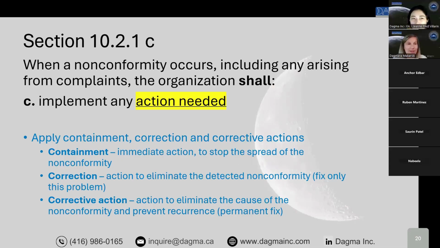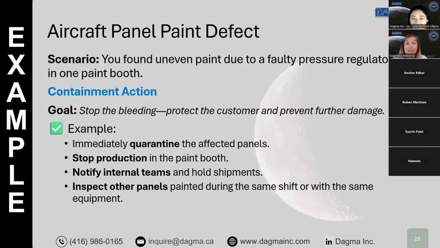So let's take a look at another example. We have a scenario. You found uneven paint due to a faulty pressure regulator in one paint booth. The containment action is going to be to stop the bleeding. We're going to protect the customer and prevent further damage. So here we would immediately quarantine the affected panels. We would stop production in the paint booth. We would notify internal teams and hold the shipments of any product that could be affected. Inspect other panels that were painted during the same shift or maybe with the same equipment to see if the problem is wider spread.